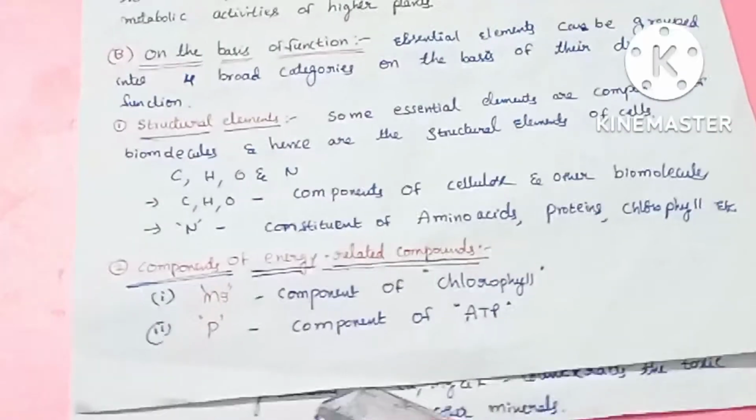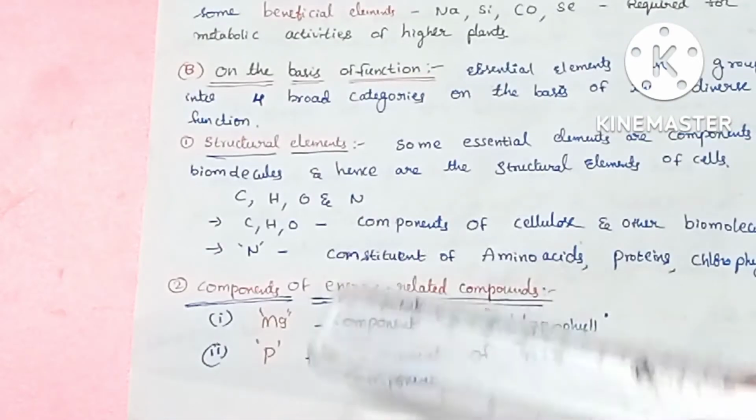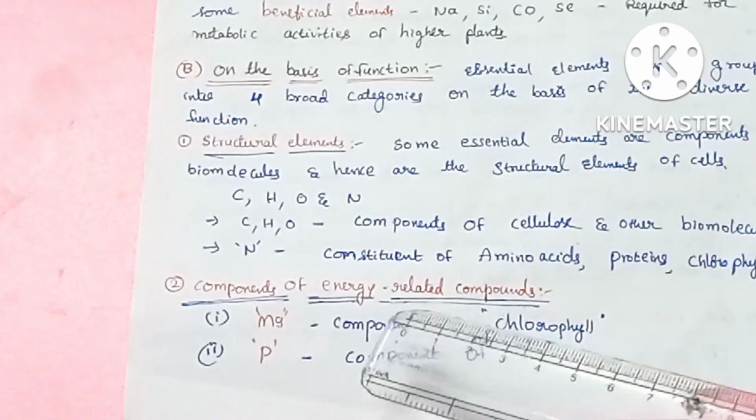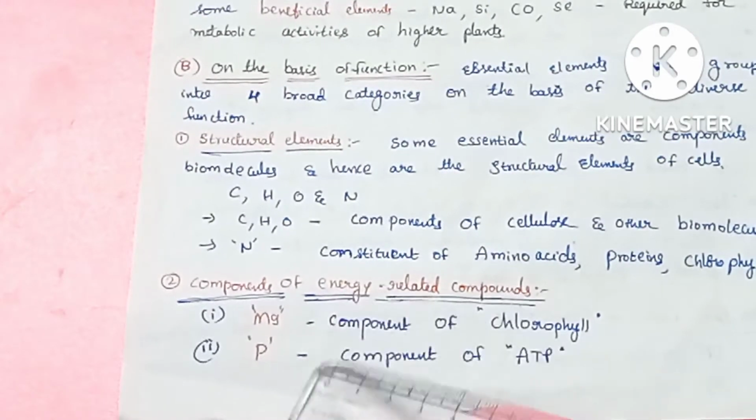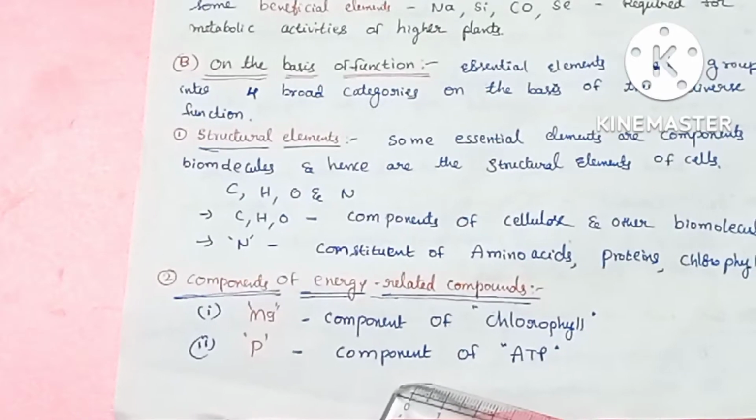And the next one is ATP, the components of energy related compounds. Some elements such as magnesium and potassium are involved in the energy related compounds.